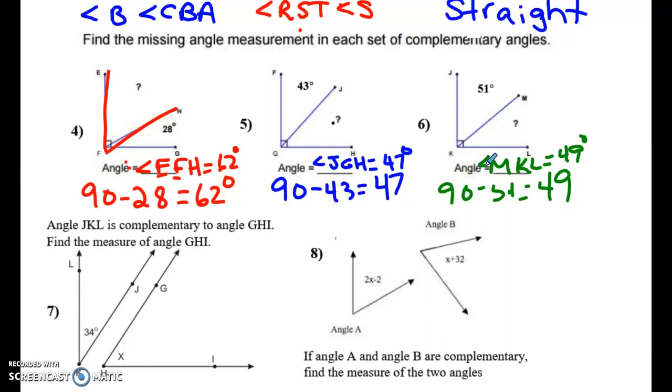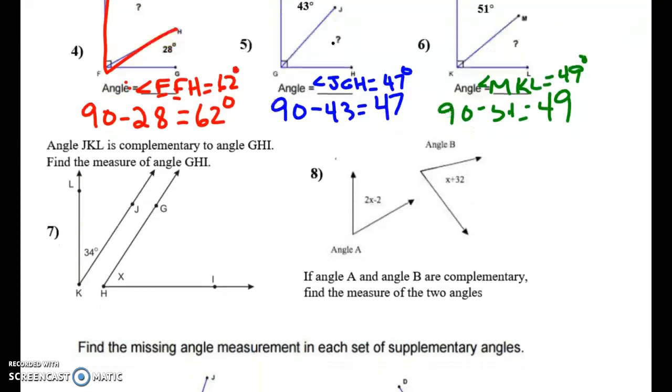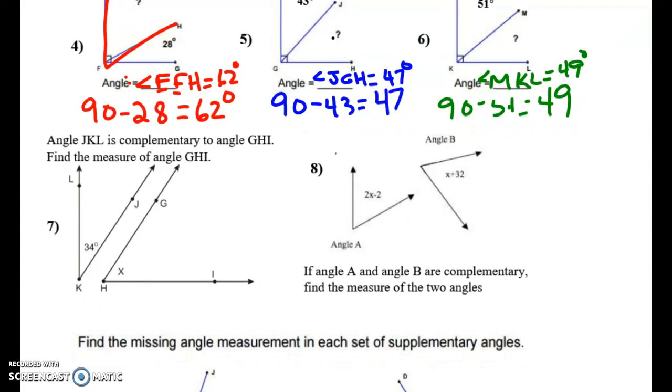All right, let's try examples 7 and 8. It tells us angle JKL is complementary to angle GHI. Find the measure of angle GHI. And so sometimes students think that it doesn't necessarily equal 90 because it doesn't have the angles right next to each other and it doesn't have a box in the corner indicating that it's 90. However, it told me that they're complementary. So that means they equal 90 if I put them together. So same thing, I just need to do 90 minus 34, and we see that the measure of angle GHI is 56 degrees.